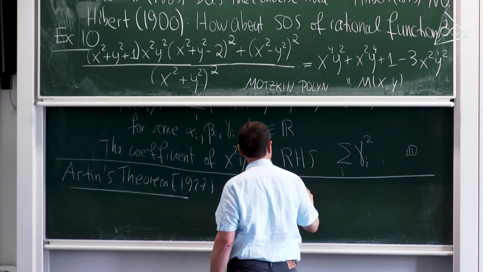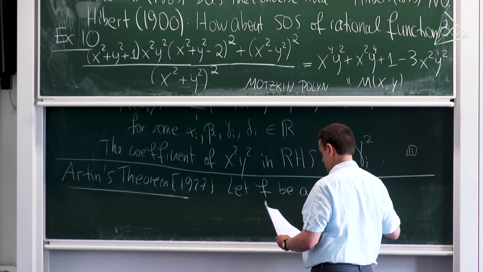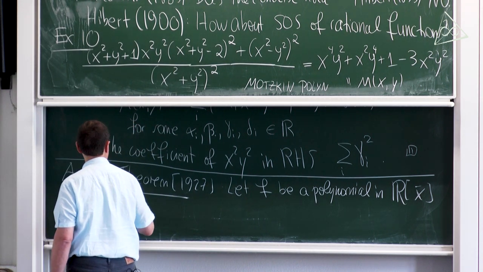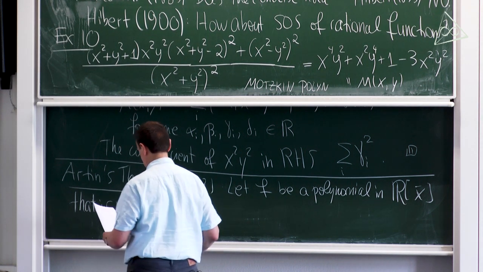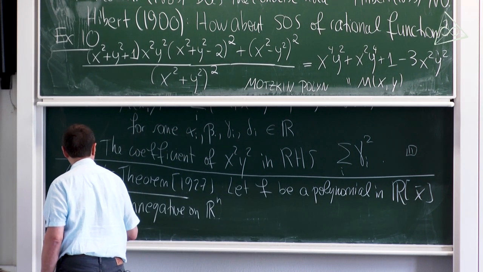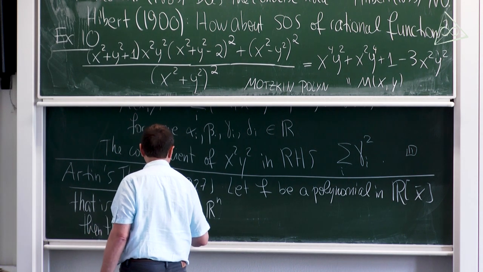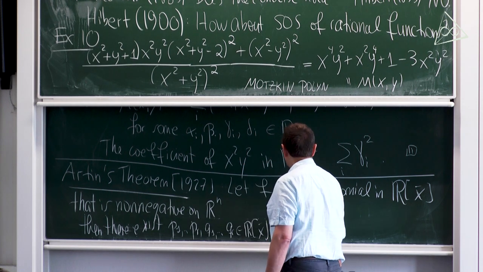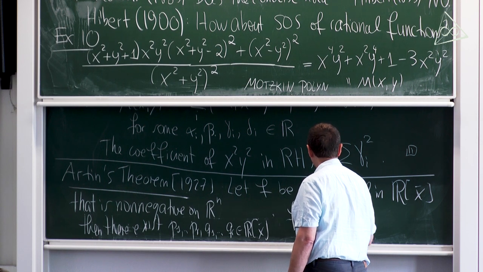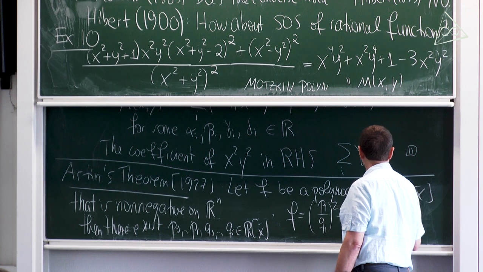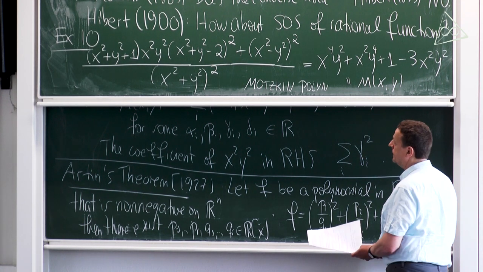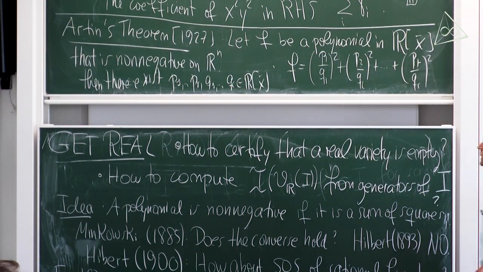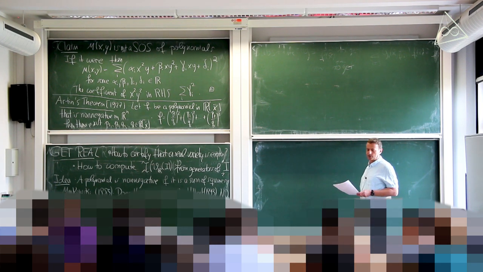It says that if f is a polynomial with real coefficients in n variables that is non-negative on R^n, then there exist polynomials P1 up to PR and Q1 up to QR, all polynomials in the same ring, with the property that f as a rational function is (P1 over Q1) squared plus (P2 over Q2) squared, and so on, up to (PR over QR) squared. So Artin shows that every polynomial that's non-negative on R^n has a representation as a sum of squares of rational functions, just like the Motzkin polynomial down there. Okay.